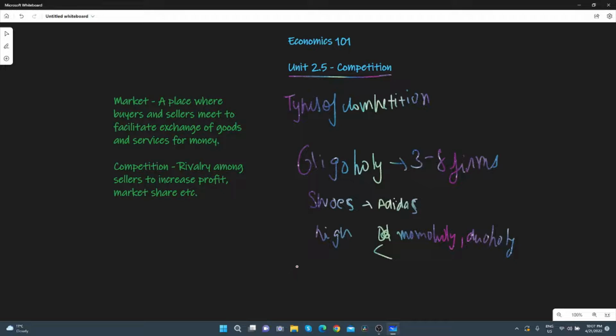Still, PED is now going towards the elastic part, right? Because with 3 to 8 firms, it's becoming more elastic. 3 to 8 firms are owning the market share. Still, if these firms want to increase their price, they have to be very competitive, right? They have to be producing very good quality products, and only then.